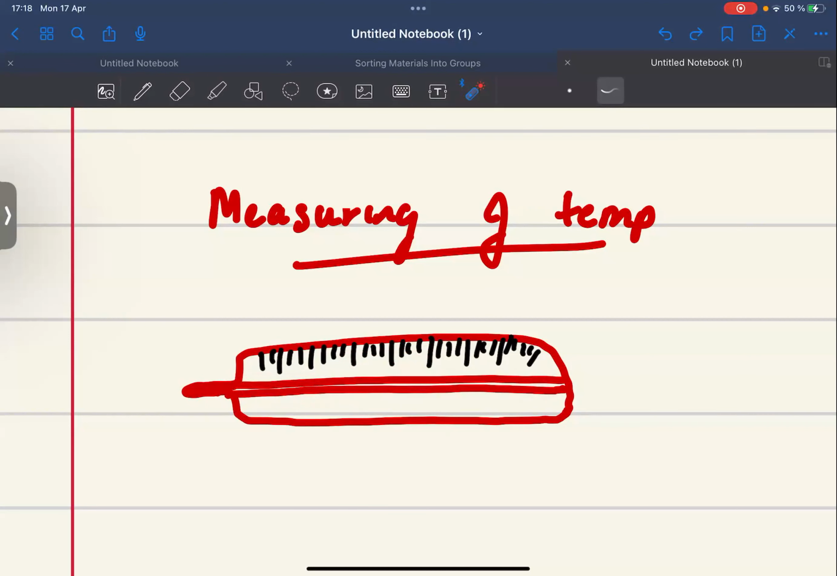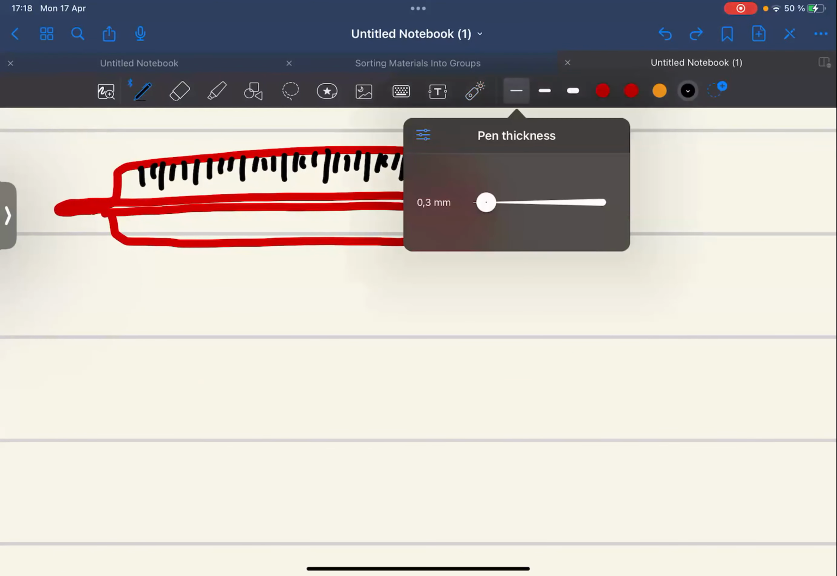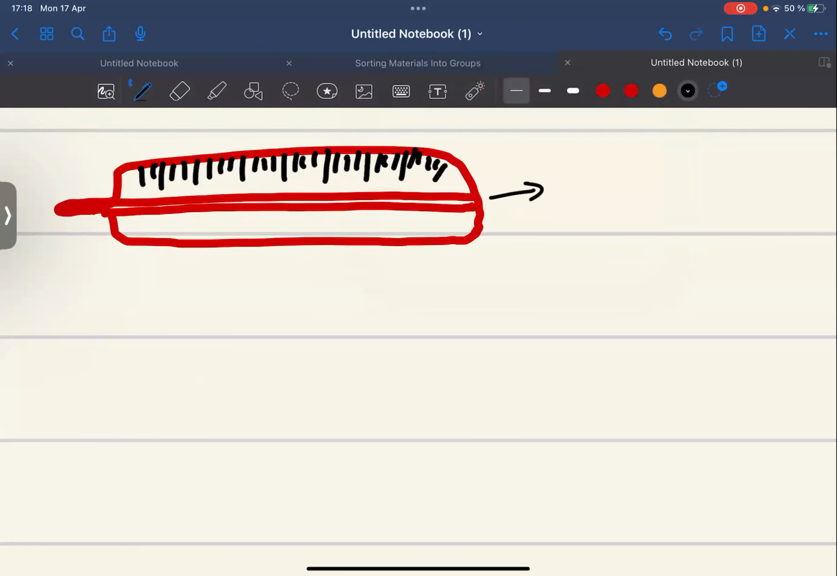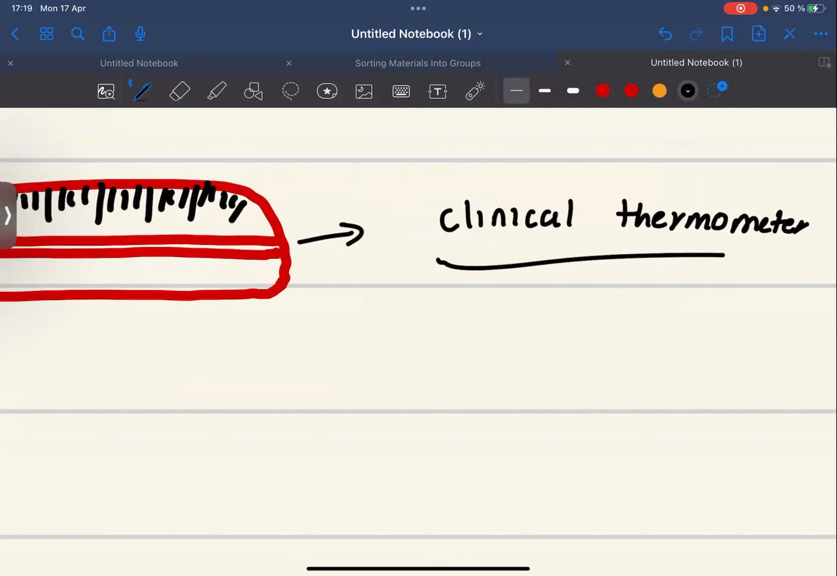So you know that there are so many lines that measure in a thermometer. Thermometer measures our body temperature. As Varshit said, there are different types of thermometer. But the thermometer that I have drawn over here is a clinical thermometer. What is a clinical thermometer used for? It is used for measuring body temperature.